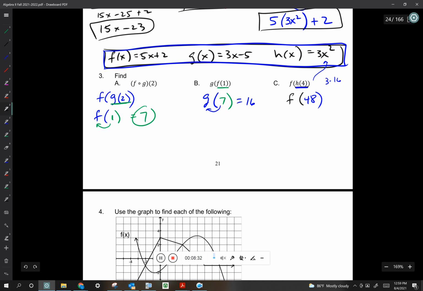Okay, and now I'm supposed to put that 48 into the f function. Remember, f was 5 times x, so I'm going to have 5 times 48 and then plus 2. Okay, yeah, I know that's a bit of a pain. Let's see, 5 times 40 is 200. 5 times 8 is 40, so that's going to be 240 plus 2. You can check the math if you want to, but that's the idea.